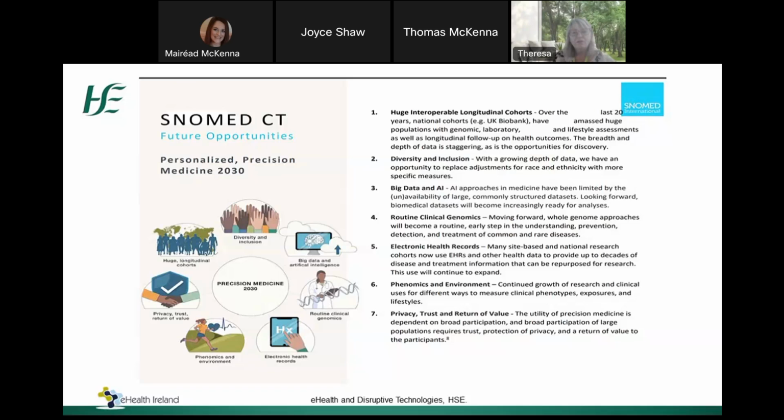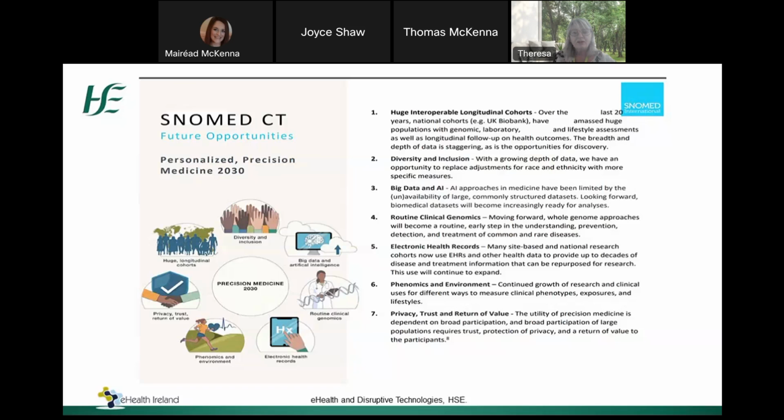But using SNOMED in a system, if you have a lot of data and you have a lot of patients with that information, being able to do interoperable and longitudinal cohort reports analysing large populations with genomics, laboratory, lifestyle assessments, and so on, will give you a lot of information on health outcomes using particular medicines or particular approaches to care.